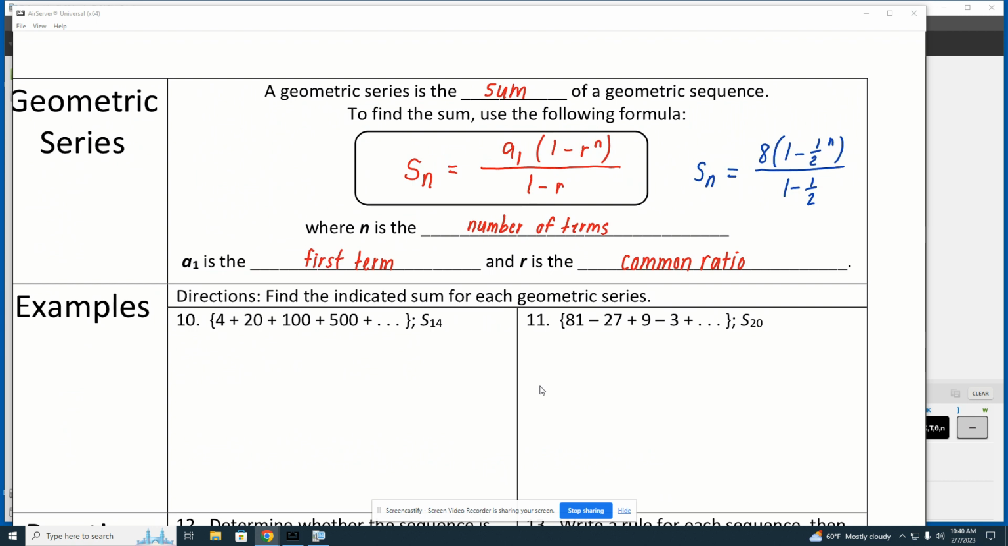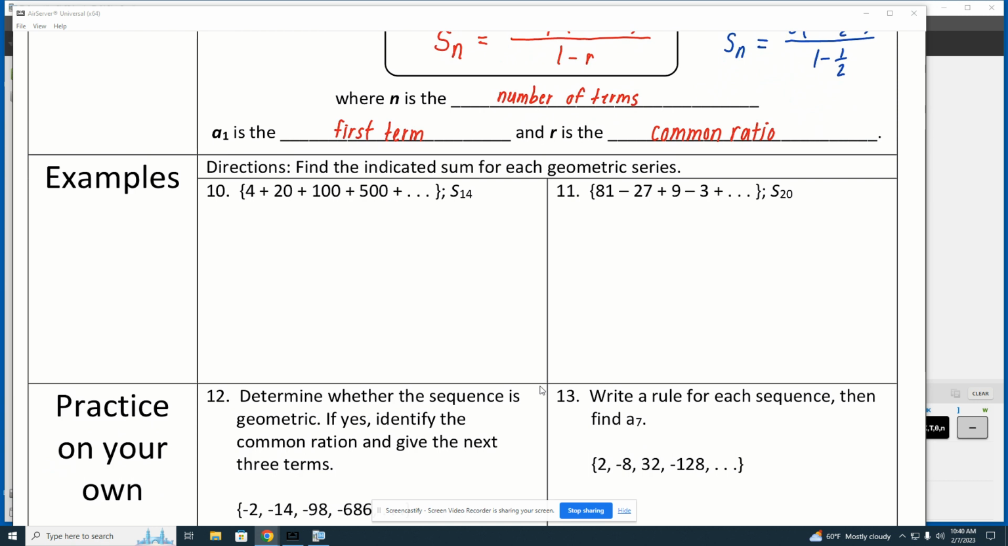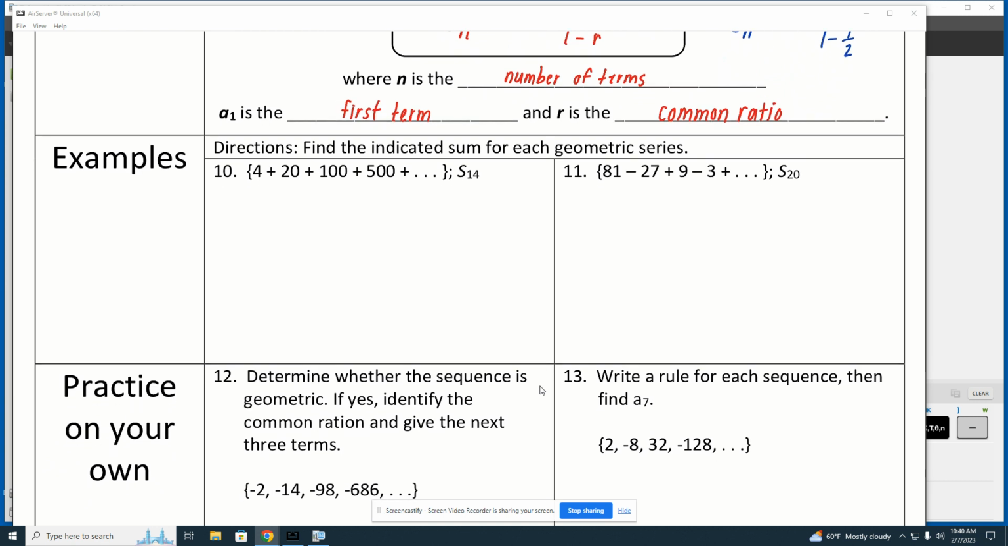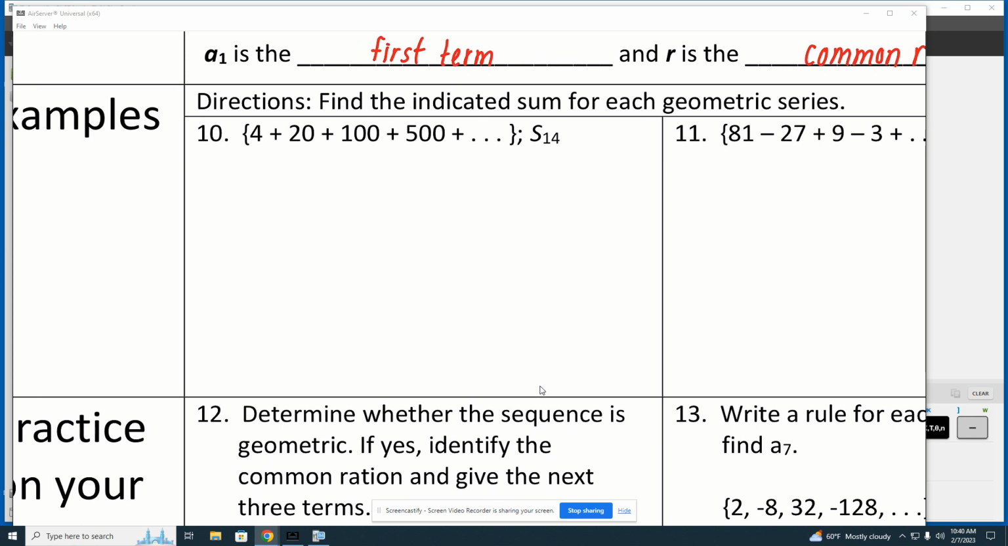Okay? Now, ignore that. Let's go to the last type of problem, and that is, how do we find the indicated sum for each geometric series? And if you look at the question, it gives me a geometric sequence, and then it says, hey, find S sub 14. So you remind me, what are we going to do to find S sub 14?